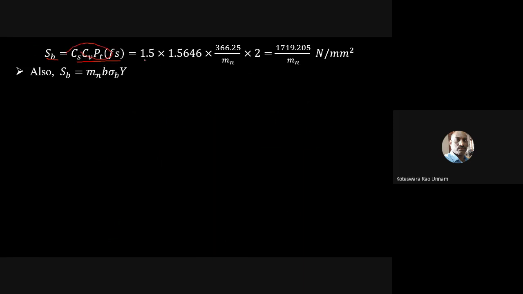So that is CS is 1.5, CV calculated as 1.5646 and PD calculated as 366.25 by Mn, and factor of safety is given as 2. So if I simplify this, I'll get 1719.205 divided by Mn Newton per mm square.